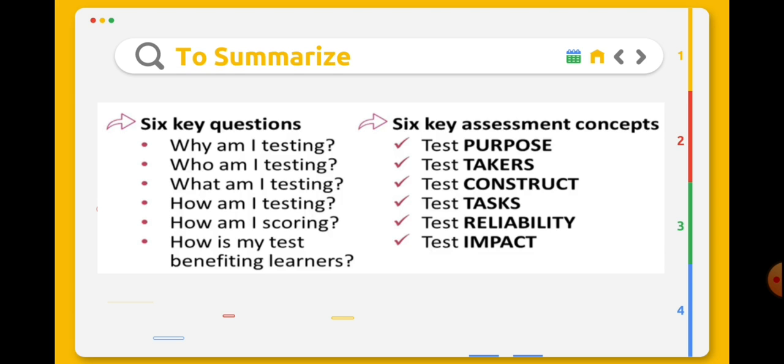And how am I testing? It refers to the test tasks. How am I scoring? It refers to the test reliability. And how is my test benefiting learners? It refers to test impact.